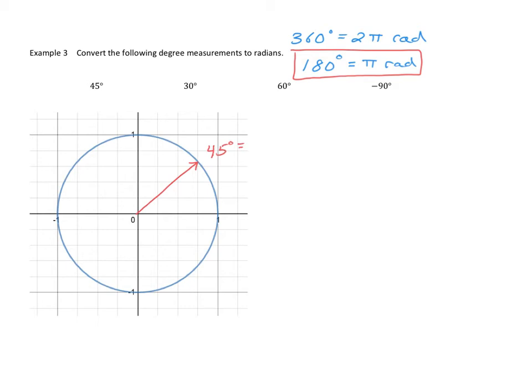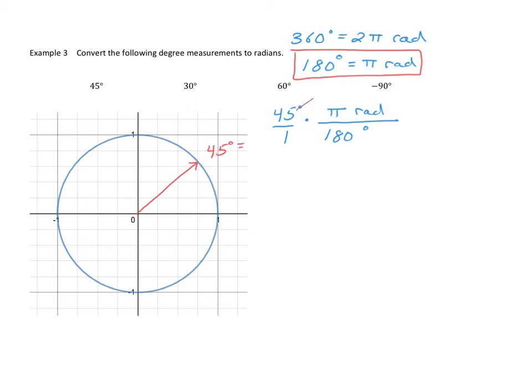To convert this, you can take 45 degrees and multiply by a conversion factor, which will come from this equation. The idea is you want to divide by degrees to cancel degrees and multiply by radians so it's left over. I'm going to multiply this by pi radians over 180 degrees. So this is called a conversion factor. Since these two things are equal, in a fraction, this is really equal to 1, and multiplying by 1 does not change the value, but it will cancel the units that we don't want.